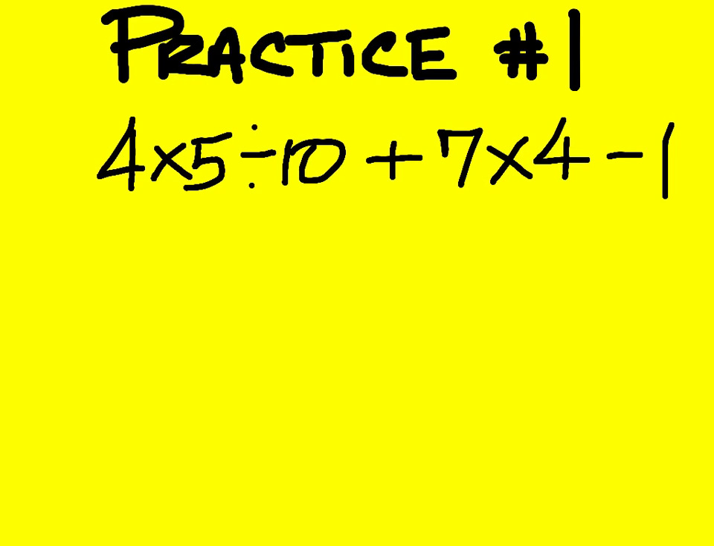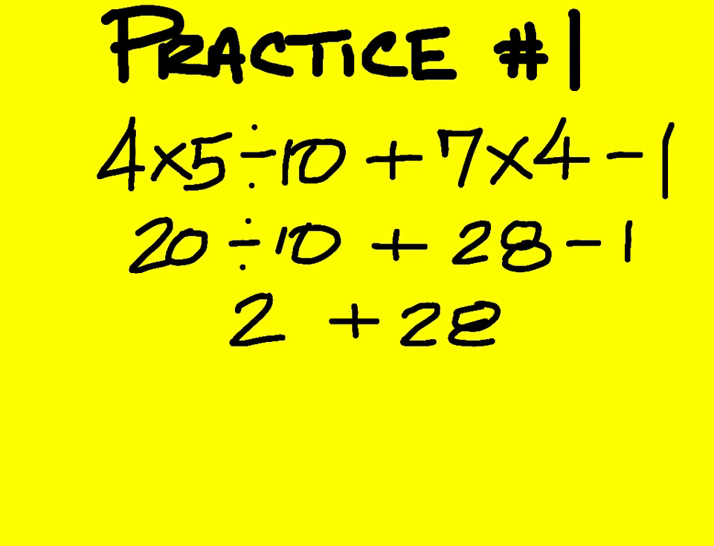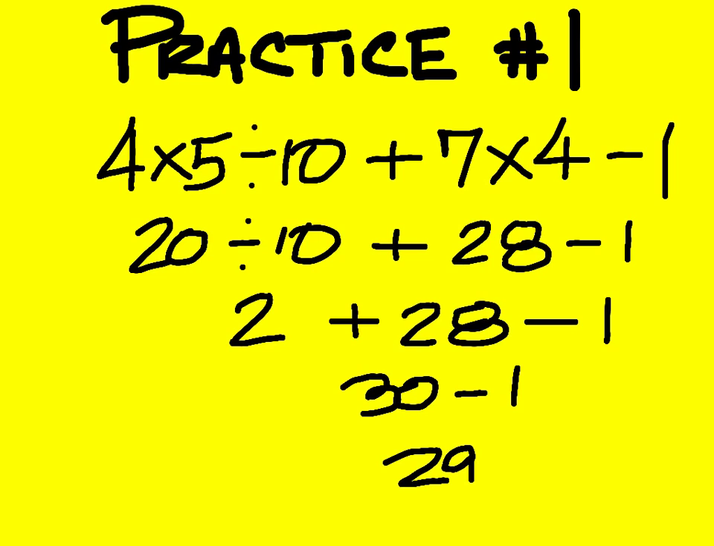Alright, for the practice problem, it should be a black marker to start with. There we go. 20 divided by 10, and then plus 28 minus 1. 20 divided by 10 is 2 plus 28 minus 1. So that's going to give us 2 plus 28, which is 30, minus 1 is 29.